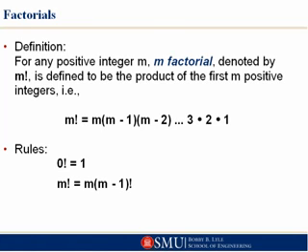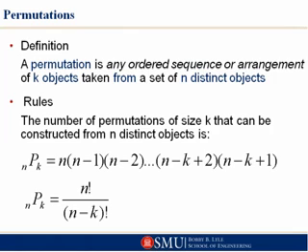Rules: 0 factorial is always equal to 1. And m factorial is always equal to m times (m minus 1) factorial. So 5 factorial is equal to 5 times 4 factorial, because 4 factorial is 4 times 3 times 2 times 1. So that is the general definition of factorial.